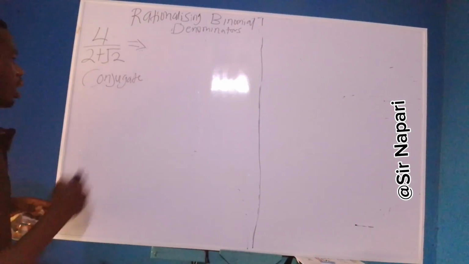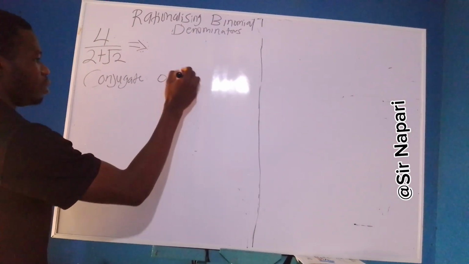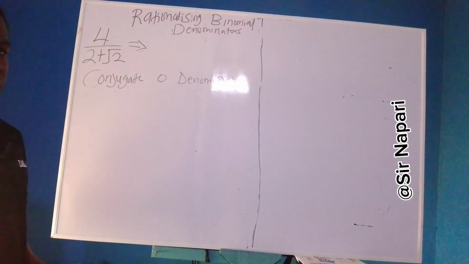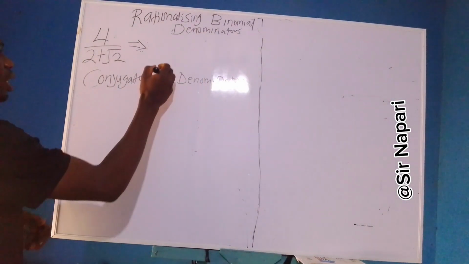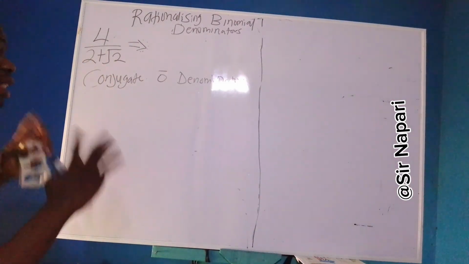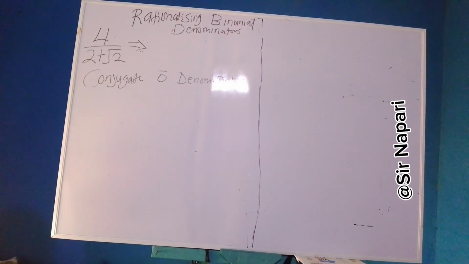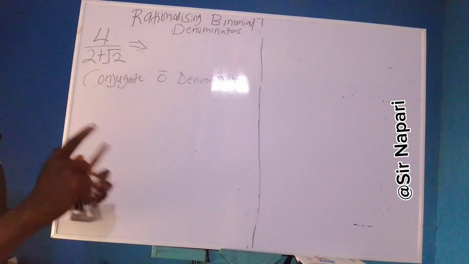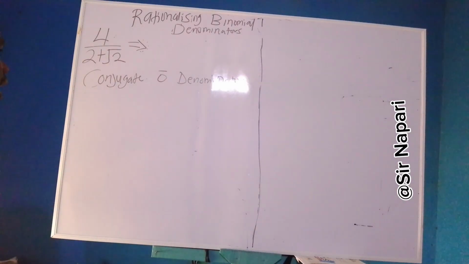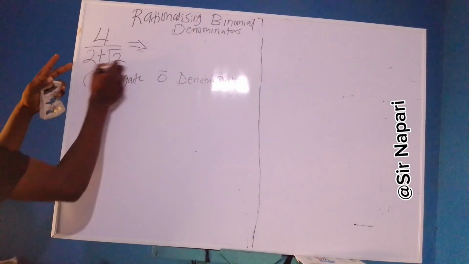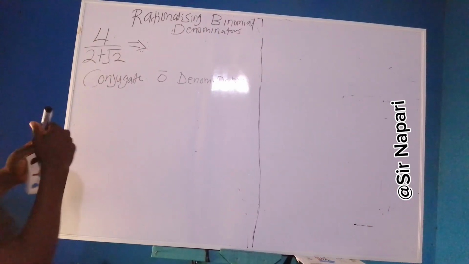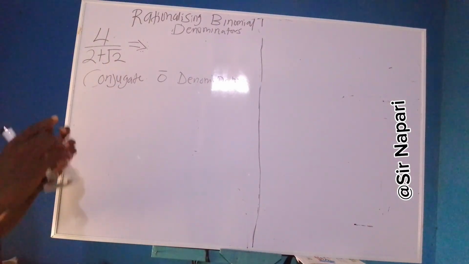Now, in order to rationalize a binomial denominator, we will need to look for the conjugate of the denominator. The conjugate of a denominator refers to an expression which is formed by changing the sign in an expression whilst maintaining the terms as they are. So the conjugate of this particular expression will be formed by just changing only the sign in between the terms whilst maintaining each of the terms the same.